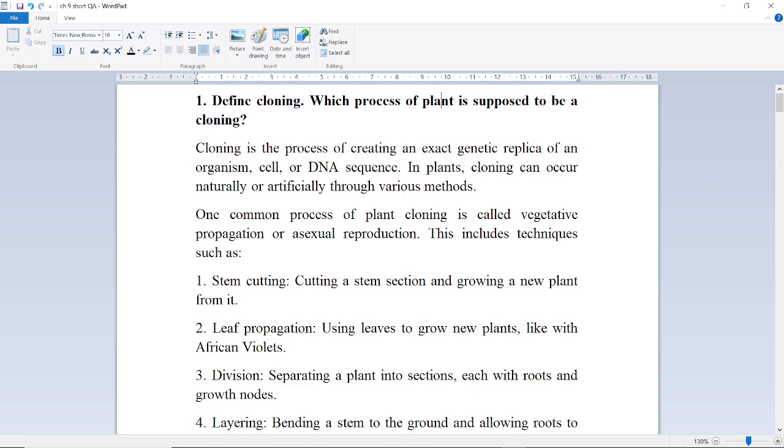be a cloning? Answer is, cloning is the process of creating an exact genetic replica of an organism, cell, or DNA sequence. In plants, cloning can occur naturally or artificially through various methods. One common process of plant cloning is called vegetative propagation or asexual reproduction.